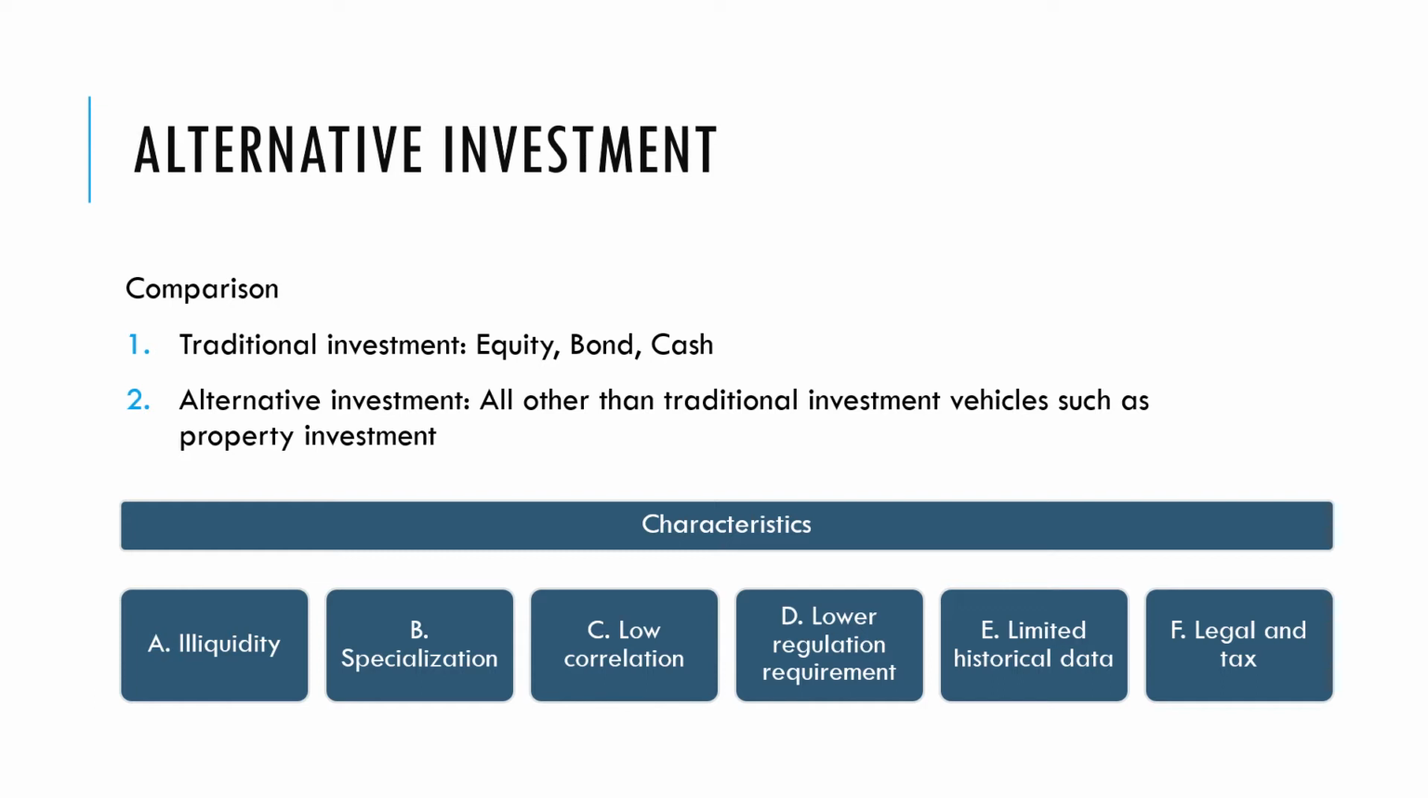Overall, A. Alternative investment has less liquidity. B. It requires more specialization, such as to value and identify fine wine and fine art. C. The return has a low correlation with traditional assets. D. Alternative investment is less regulated. E. Less regulation also causes limited historical data. F. The investment is subject to unique legal and tax requirements.